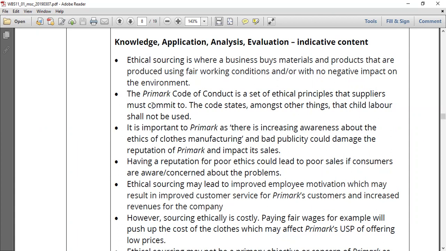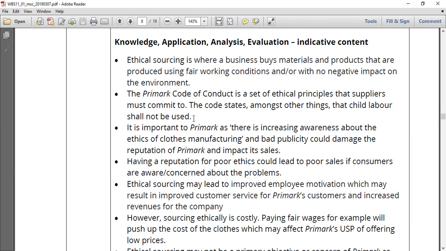So in this case, the Primark Code of Conduct is a set of ethical principles that suppliers must commit to. The code states, among other things, that child labor shall not be used. So that is application. They have their code of conduct. It says that child labor shall not be used. You have to mention those things. The things that I told you to underline, you have to use in this.